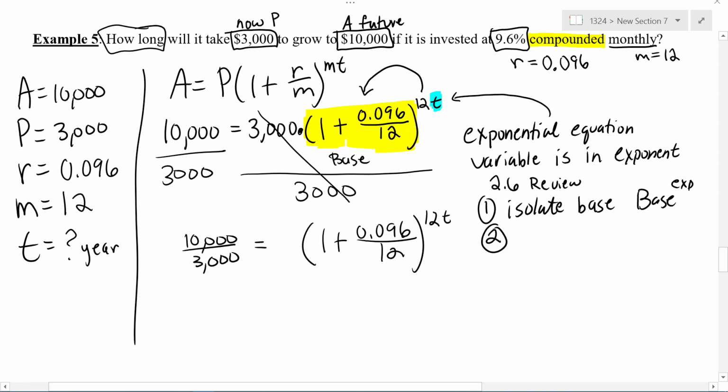Alright, so after you've isolated the base, the second step is to apply the natural log to both sides. So I'm going to apply natural log to the left side, and then I'm going to apply natural log to the right side.